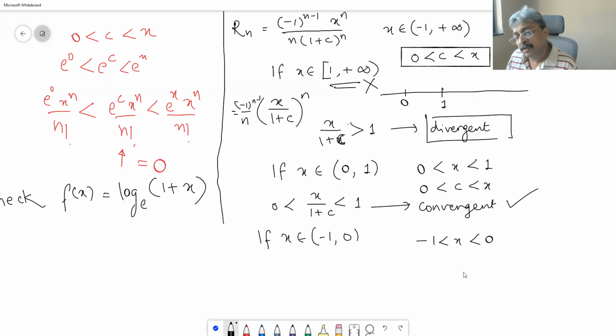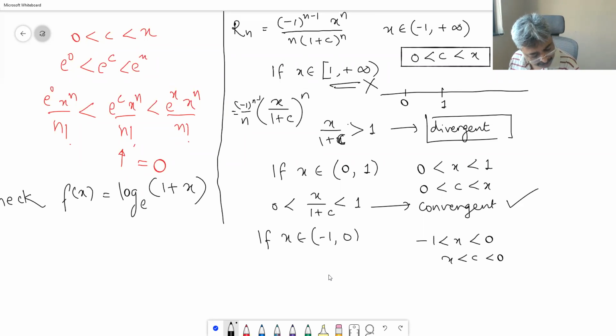and c is between 0 to x. 0 is less than c is less than x. No, x is not greater than 0, so this is not correct. x is less than c is less than 0. That is the situation. So in this case, is this fraction between 0 to 1, then it is convergent, else not.